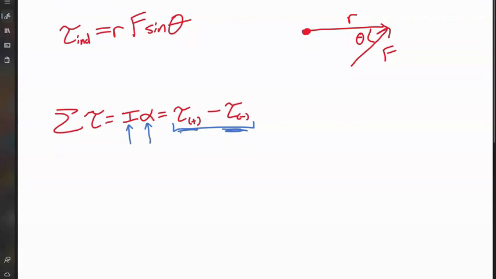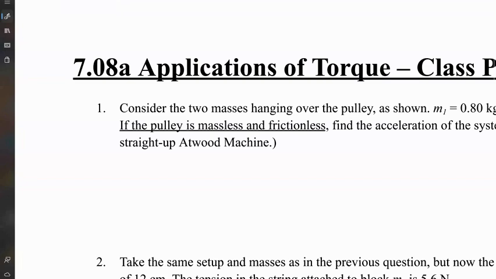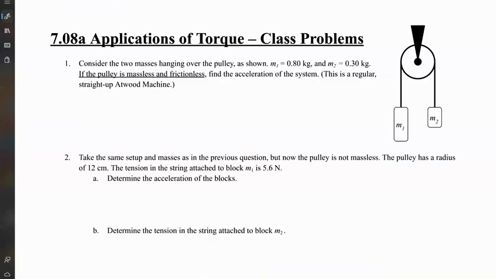So let's take a look at how this torque expression works. Now remember this, sum of the torques we might also call net torque. And this would actually be more of how you would see this written out as being the net torque acting on an object. And that just means you take everything in a positive direction and then you subtract everything that's acting in the negative direction to find the net torque. Okay, let's take a look at some examples of how this might show up.